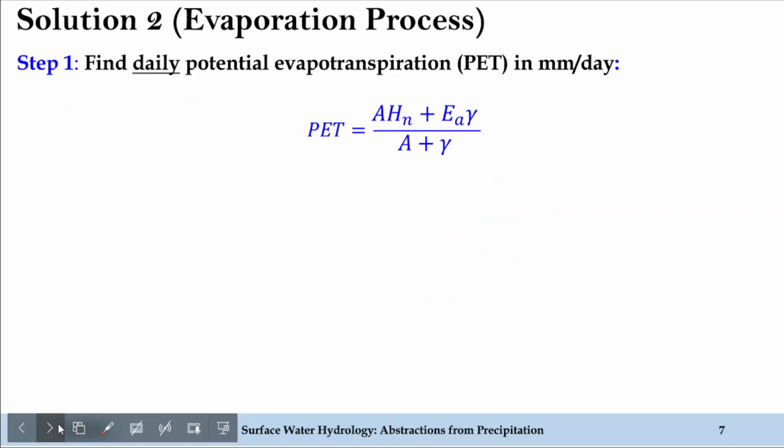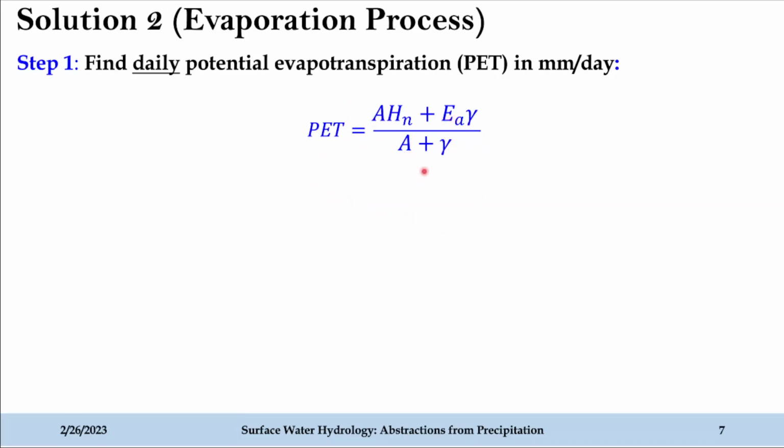Okay, so in step 1, we need to first of all find out the daily potential evapotranspiration in mm per day. So this is the rate that we need to find out for PET. So here is the formula. PET is expressed as (A HN plus EA gamma) by (A plus gamma).